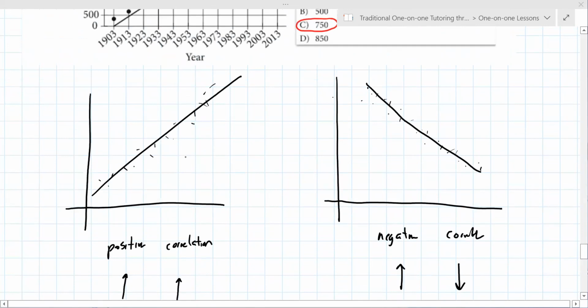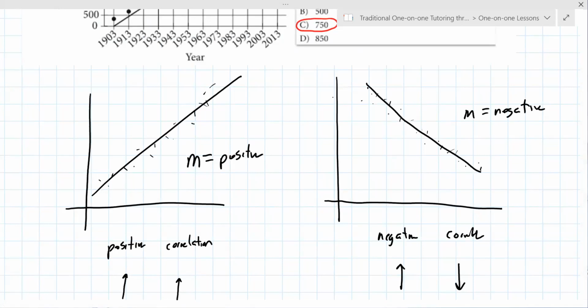Now just going back to positive and negative correlation. For positive correlation, the slope is positive, and for negative correlation, the slope of the line is negative. It's important to remember that they're the same: positive correlation, positive slope; negative correlation, negative slope. You may get a question where you can immediately eliminate a couple of answers based on the sign of the slope. So let me grab that question here.